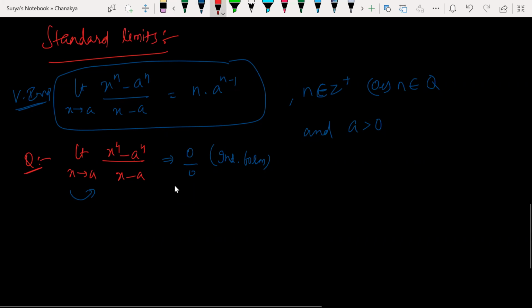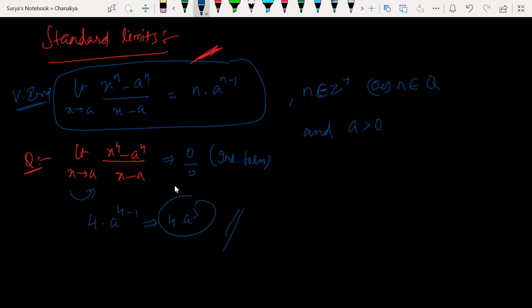So that is the reason I have a formula for this. This is the formula. Apply the formula. Look at this here, n. What is n here? 4 into a. What is n here? 4 minus 1. What is the answer now? 4 into a. This is my answer. Clear? This is my answer.